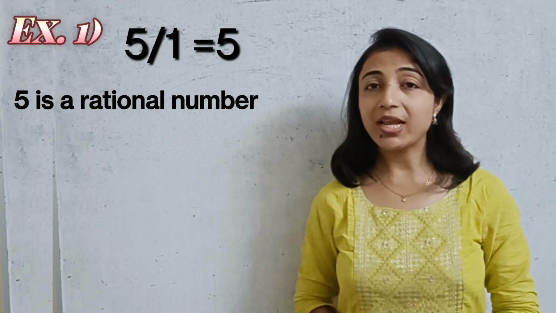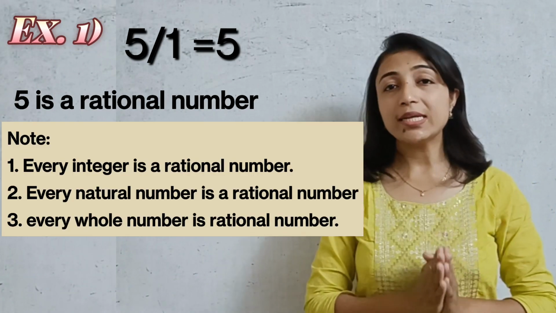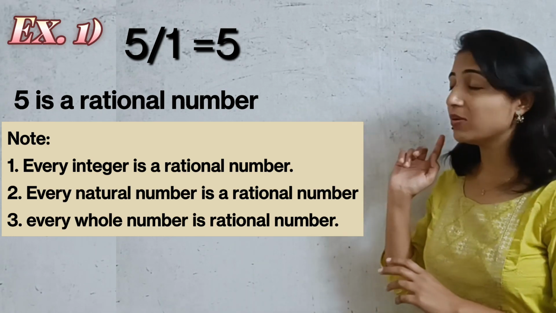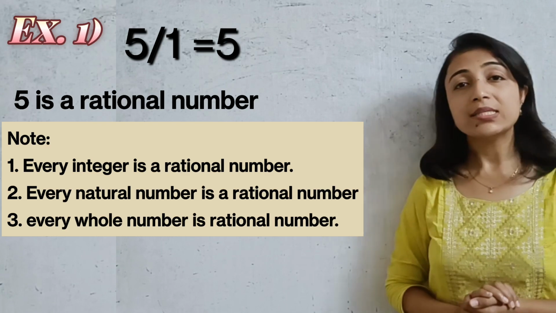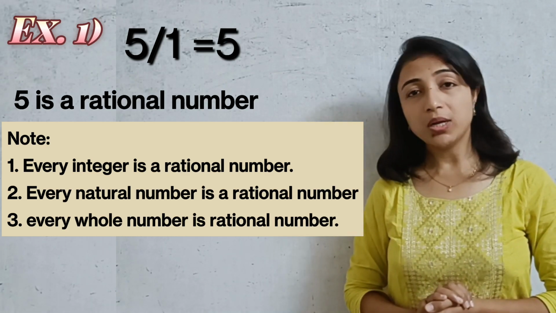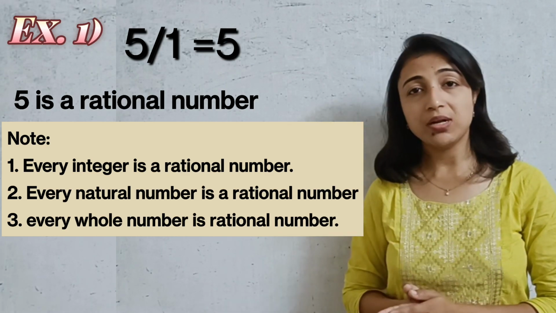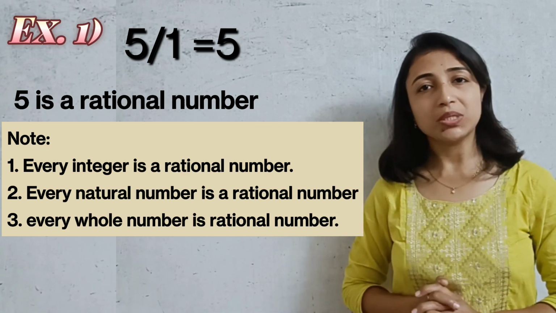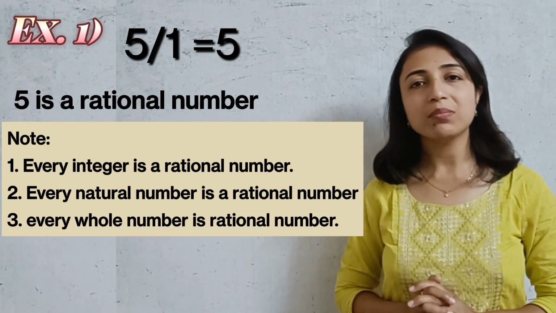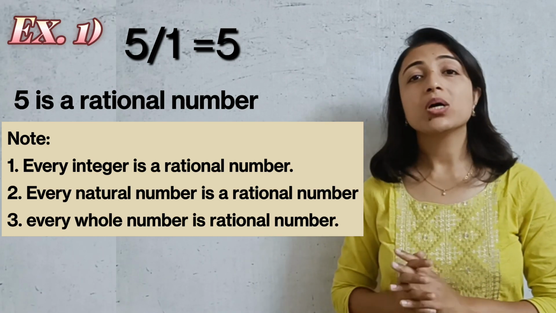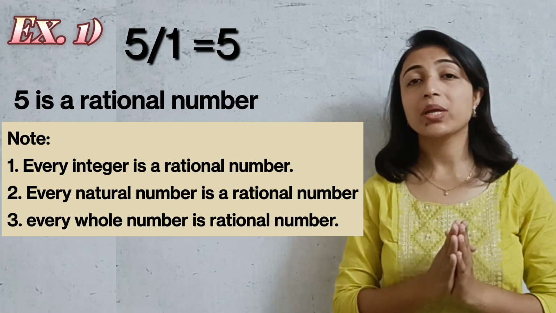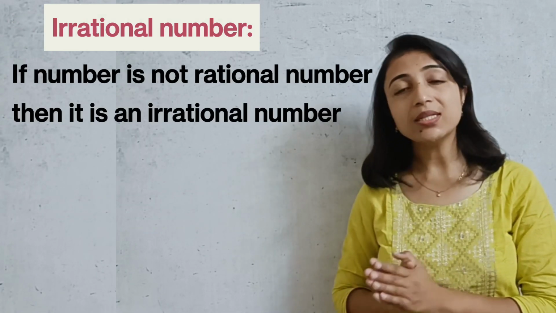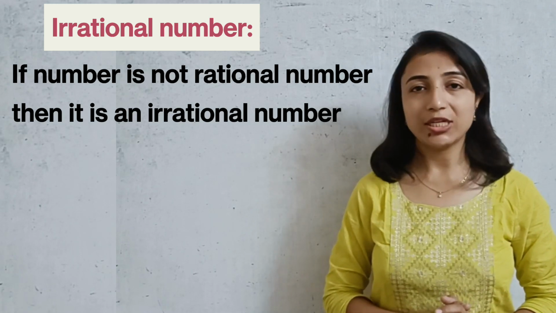From this statement we can say that all integers are rational numbers. This is the first important statement. Second, if we are saying all integers, then obviously all natural numbers and all whole numbers are rational numbers too. So is every number rational? No, because there are some irrational numbers. An irrational number is not a rational number. So if a number is not rational, then we call it an irrational number.